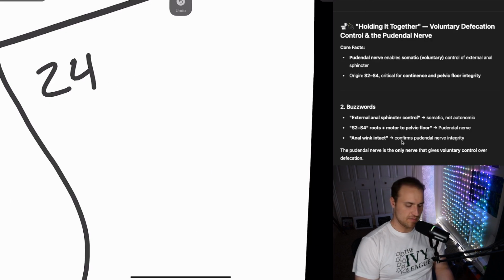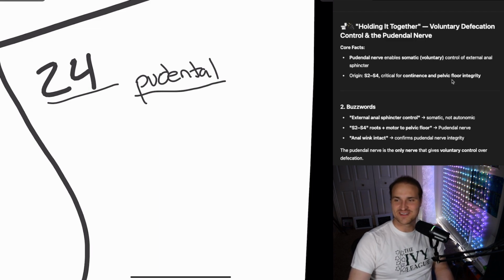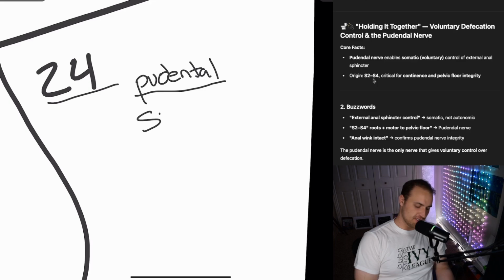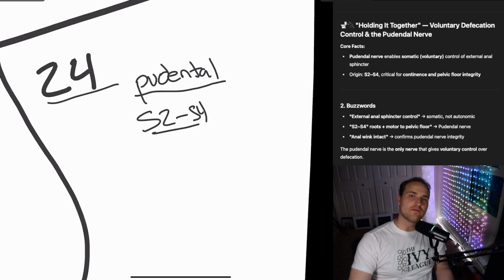Now, this is one of the most conveniently named nerves in the body, the pudendal. I know these are sometimes long videos, but keep holding it together. Voluntary defecation control: the pudendal nerve. Origin, S2 to S4 for continence. It's a somatic nerve that lets your brain voluntarily control the external anal and urethral sphincters.